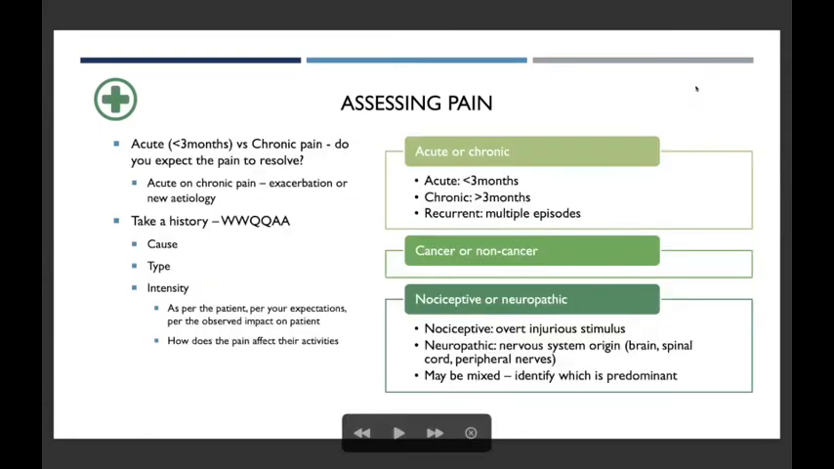In terms of assessing pain, well, we can basically think of it in terms of whether it is acute or chronic, whether it's cancerous or non-cancerous, and whether it is nociceptive or neuropathic in its origin. So beginning with acute and chronic, we use a 3-month cutoff there. So once it's been going on for more than 3 months, that's when it's become chronic pain. And if it's occurring in episodes, then it's recurrent.